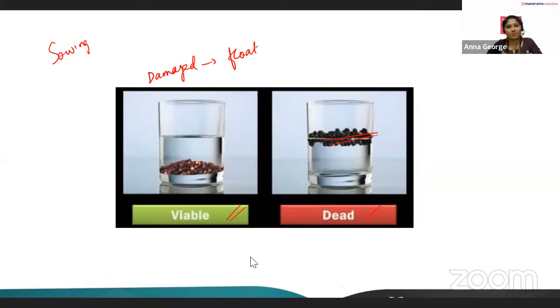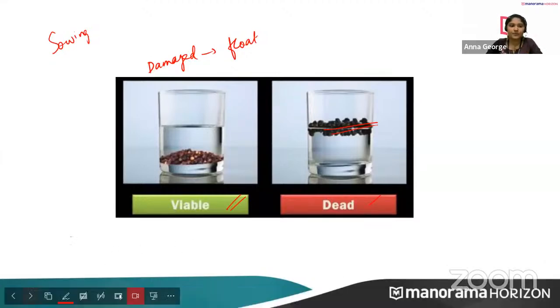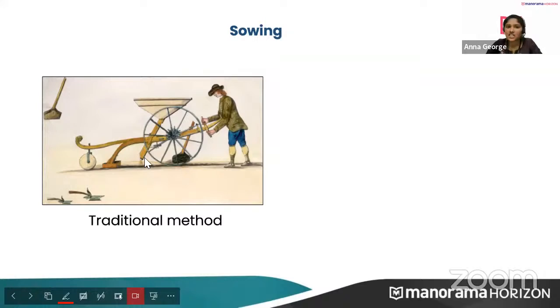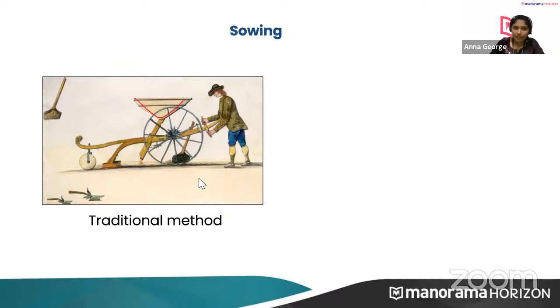Everyone is answering in the chat box. So viable seeds and dead seeds. Okay. So this is sowing. This is a traditional method of sowing. I'm going a little faster. In the traditional method of sowing, there will be a funnel. There is a funnel here and the farmer can put the seeds here, and there will be a sharp edge here, in order to make a hole and put the seed there.